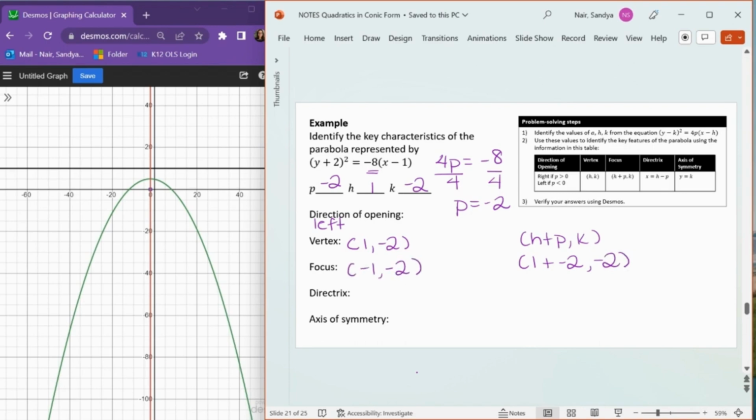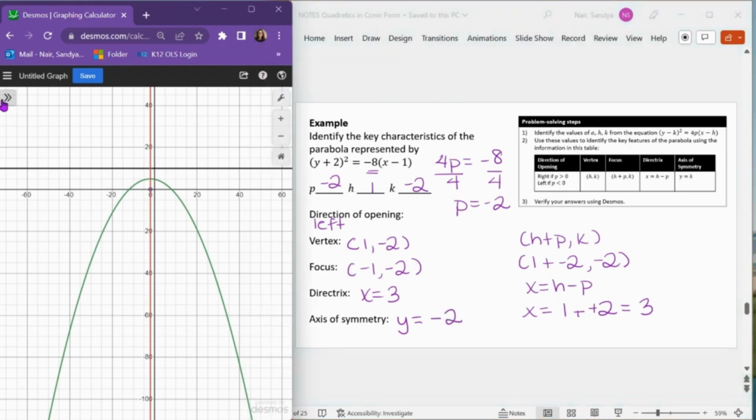So now let's figure out the location of the directrix. The directrix is going to be x equals h minus p. So we have x equals h, which is 1, minus p, so minus -2. Minus negative will turn into a plus, and 1 plus 2 is equal to 3. So we have x equals 3, and then the axis of symmetry, remember, that will be a y equals line, and it'll be y equals k. So we have y equals -2.